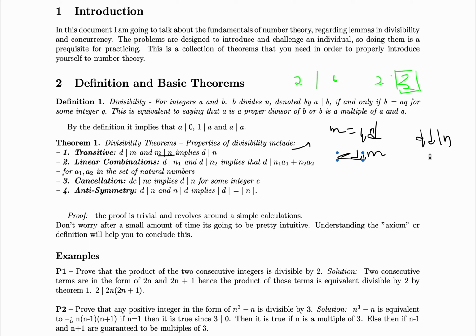Okay, now linear combinations. If d is a proper divisor of n1, and d is a proper divisor of n2, it directly implies that d is a proper divisor of a1n1 plus a2n2. This also applies for operations such as minus or multiplication or division, but division should not be by 0. This is easily done since we can actually denote n1 and n2 like this, and if we know that those individual terms are divisible by d, then the sum is divisible by d too, by our lemma.